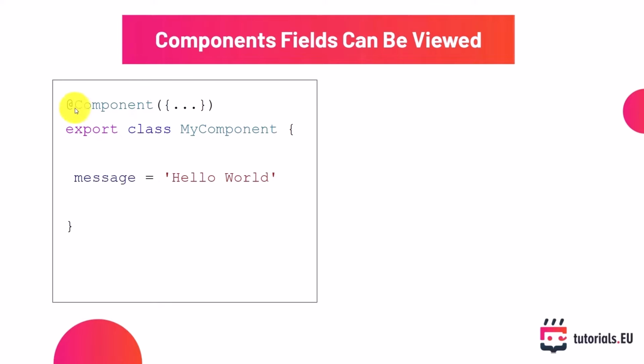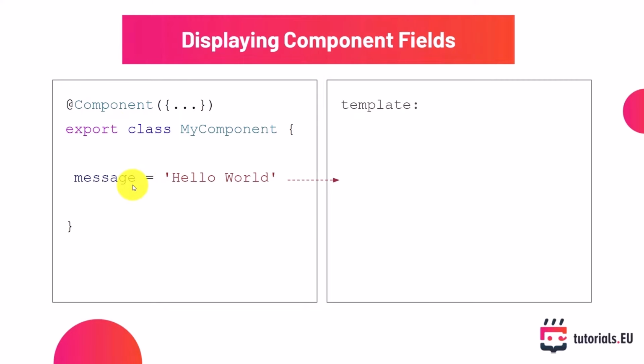Now we have attached a decorator here, which makes this class for Angular a component. But exactly like other classes, components can also have fields, so there is no difference. Now the main difference is that we can use the field message right here and show it inside of an HTML template because it's a component. So now that my component here is using the component decorator, we can go into HTML and show the value of the message field, which is hello world.